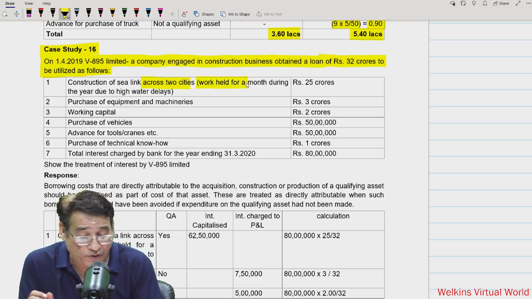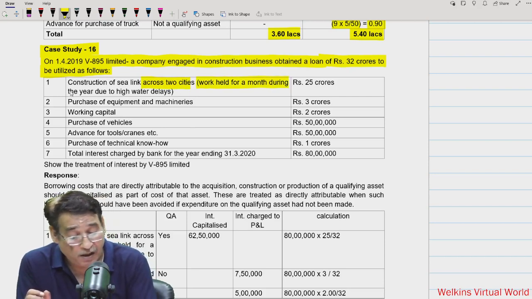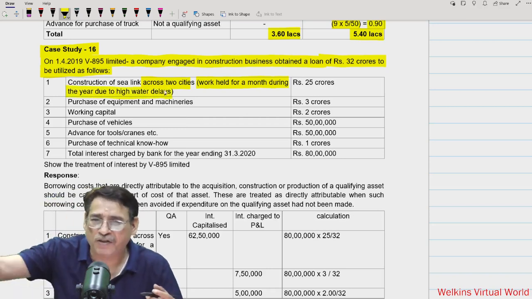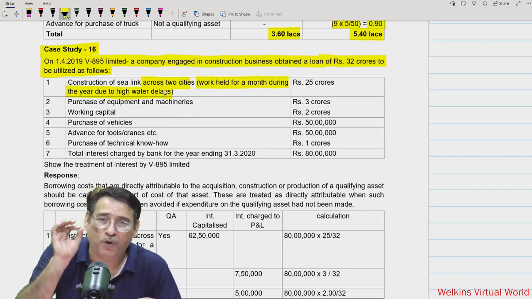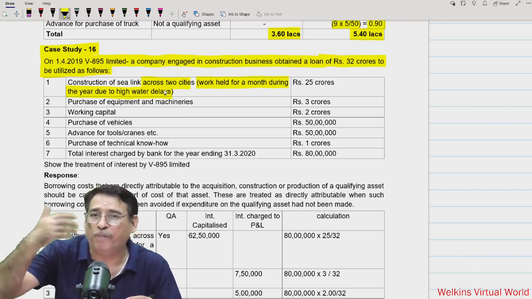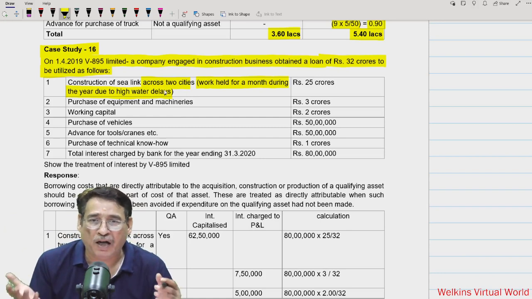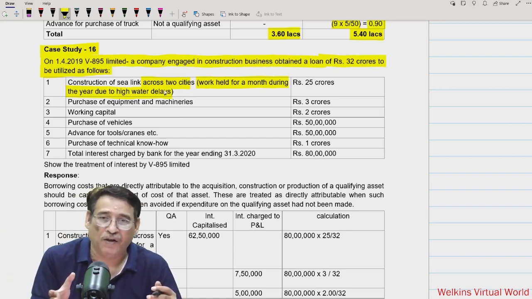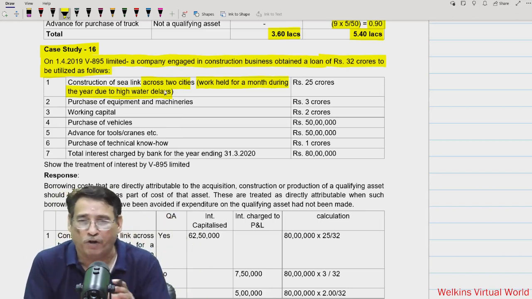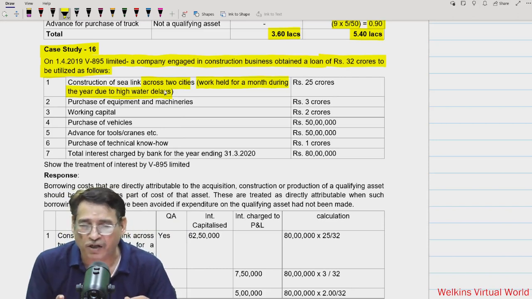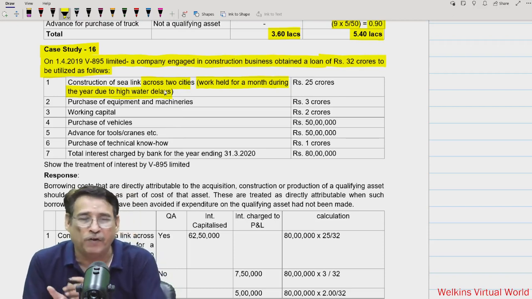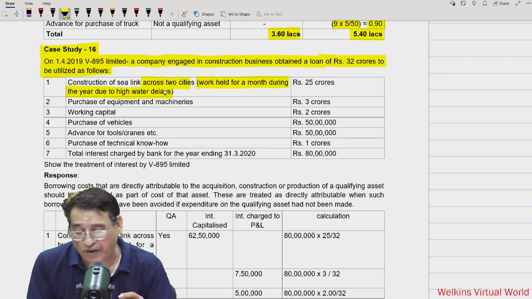And just to confuse you, it is given that work was held for a month during the year due to high water delays. We have just seen earlier that if we hold the work because it is a necessary condition so that we can safely complete the project, because of high water, it is unsafe to continue the work. It is better to stop the work for 1 month, but it is not going to have any material impact, because work is suspended, but borrowing cost will not be suspended. We will still continue capitalizing the cost even in this particular month.